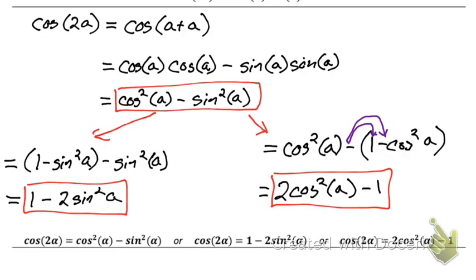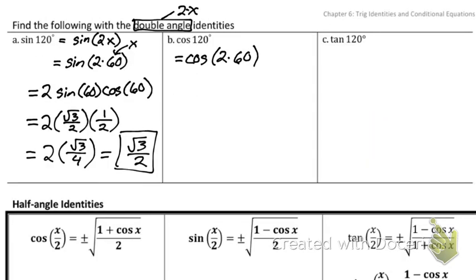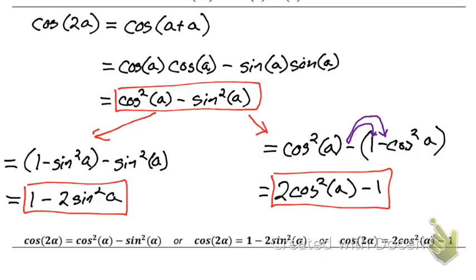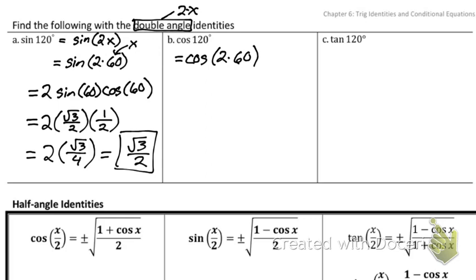You have 3 choices. You can either use cosine squared of 60 minus sine squared of 60, or you could use 1 minus 2 sine squared of 60, or you can use 2 times cosine squared alpha minus 1. You can use whatever one you want on there, and I highly suggest just pick one. I'm going to pick the cosine, just because I did in the other class. I'm going to use the cosine squared minus the sine squared, but if you want to try another one, go ahead. Remember that 60 is my placeholder. That's actually my x value.